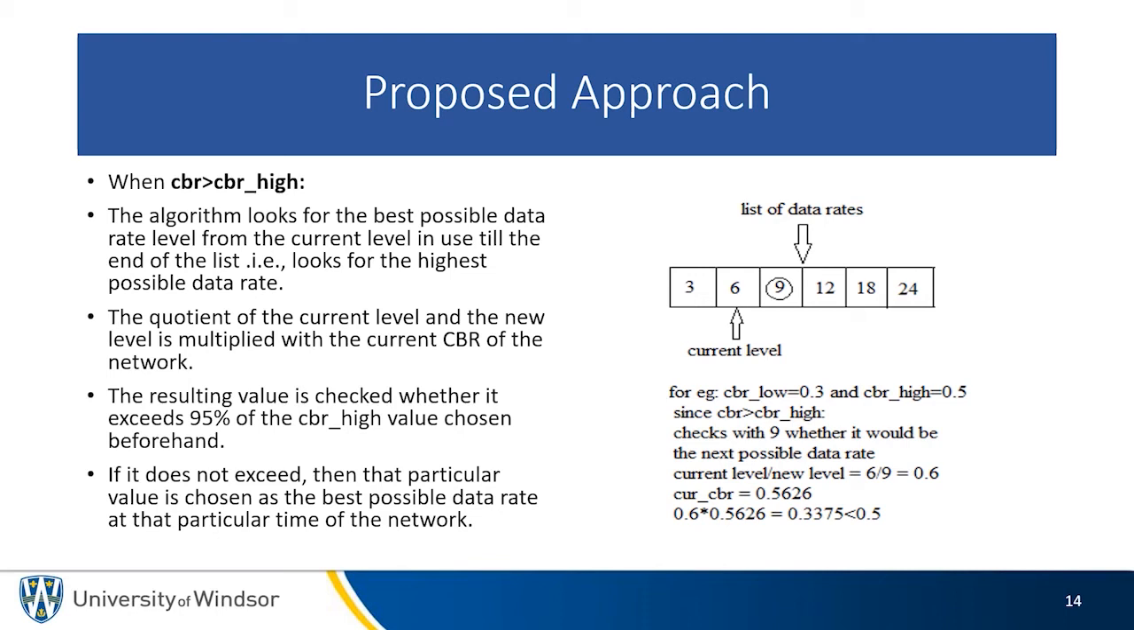Let us assume the low and high channel thresholds to be 0.3 and 0.5 respectively. Since the current CBR of the network goes above the high channel threshold, it checks with 9 whether it would be the next possible data rate. The current level by new level is 6 by 9, which is 0.6. Let us assume the current CBR of the network to be 0.5626. So 0.6 times 0.5626 gives 0.3375, which is below the high channel threshold value. So 9 Mbps will be chosen as the next data rate level of the network.